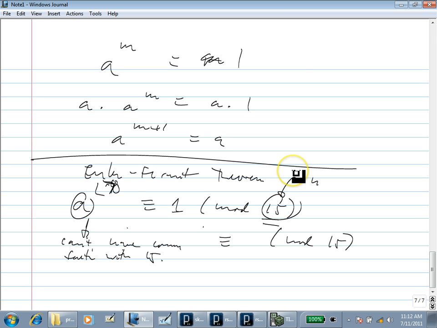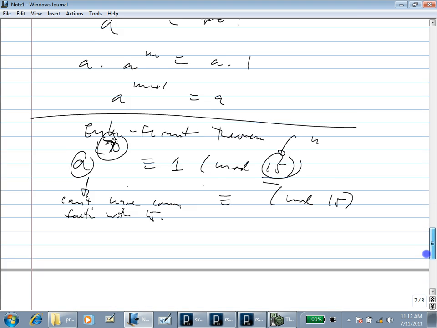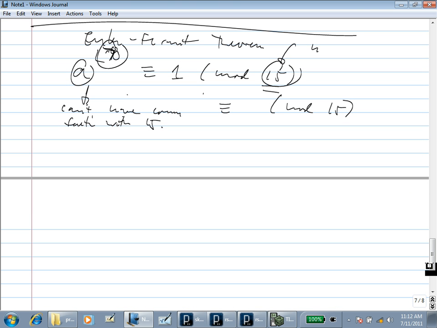Okay, so that's what the Euler-Fermat theorem says, but where did this number 7 come from? Here it is. The number 7 is there because it is what's called, nowadays, I don't think Euler called it this, but nowadays we say phi of 15 equals 7.